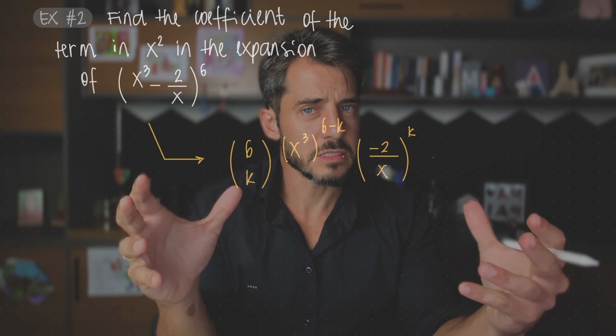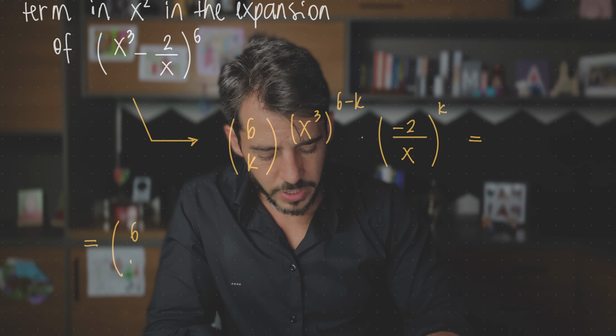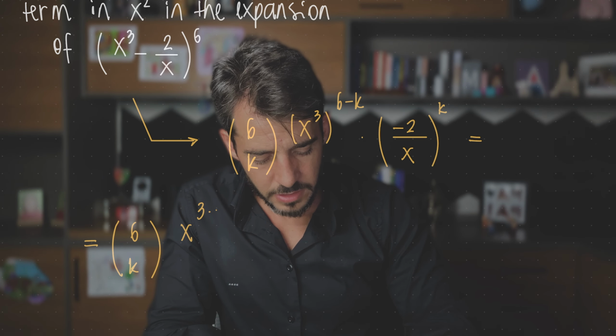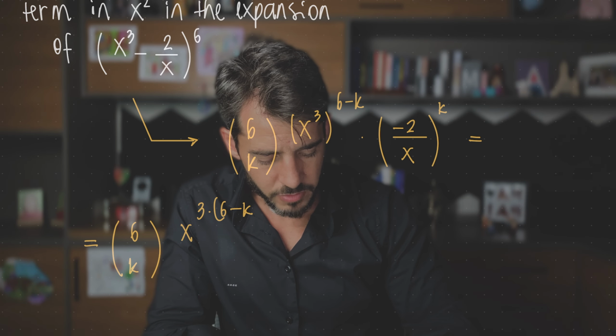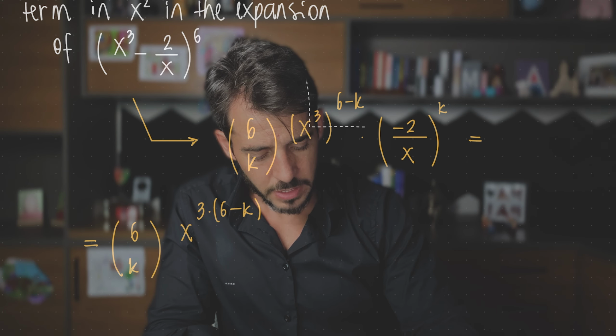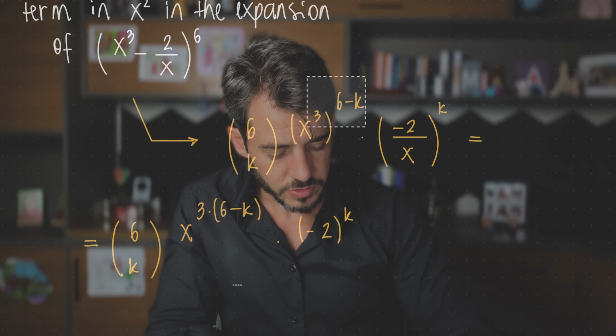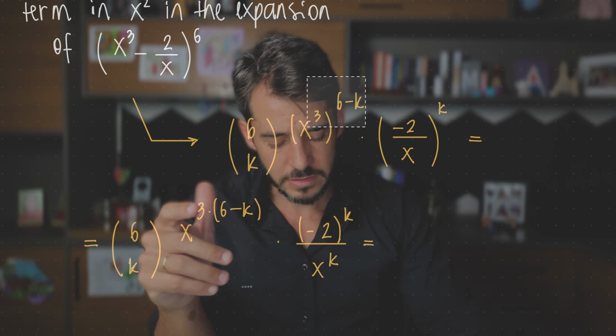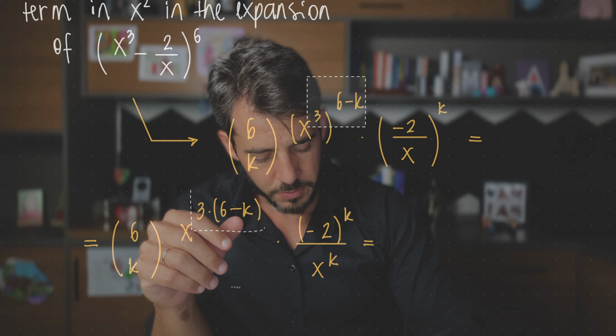And we're going to simplify this as much as possible, which means that we'll get 6 choose k. We don't do anything with this, not yet. X to the 3 times 6 minus k. Remember, when you have a power over a power, we multiply the exponents. Then we have negative 2 to the k over x to the k as well. We're going to simplify the powers of x. This one being 18 minus 3k, and this one just being k. We need to subtract these exponents given that we have a division. So we get 6 choose k, x to the 18 minus 3k minus k, which means 18 minus 4k, times negative 2 to the k.